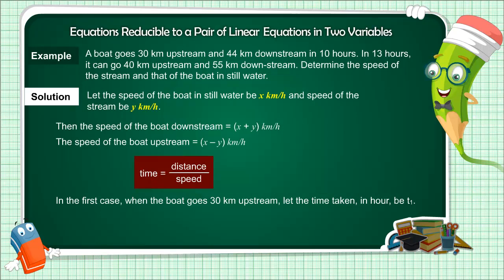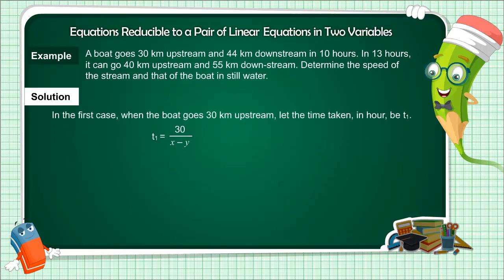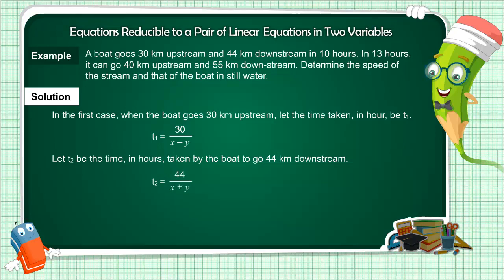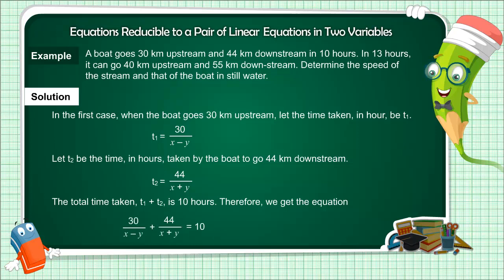In the first case, when the boat goes 30 km upstream, let the time taken, in hours, be t1. Then, t1 equals 30 by x minus y. Let t2 be the time, in hours, taken by the boat to go 44 km downstream. Then, t2 equals 44 by x plus y. The total time taken, t1 plus t2, is 10 hours. Therefore, we get the equation 30 by x minus y plus 44 by x plus y equals 10. This will be our first equation.